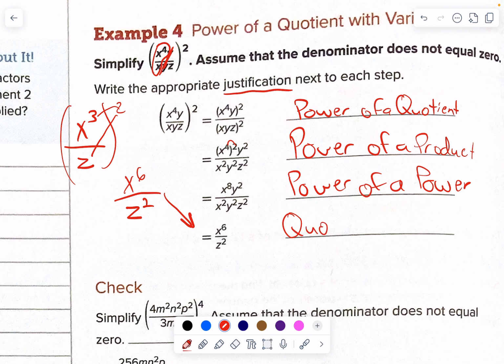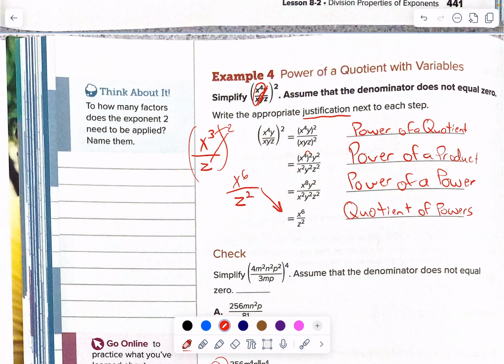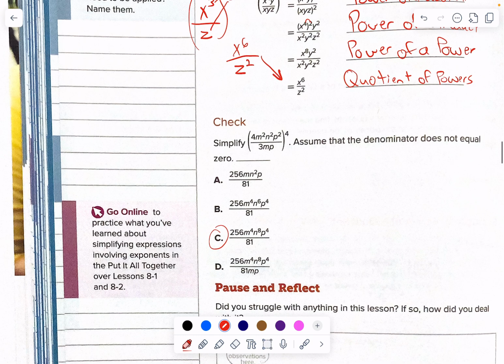And just remember, all of these powers are definitely things that you would want to have in your notes, because these are different properties that you need to know for algebra. So good things to add to your notes there. Take a look at the check. Whoops, still have it circled there.